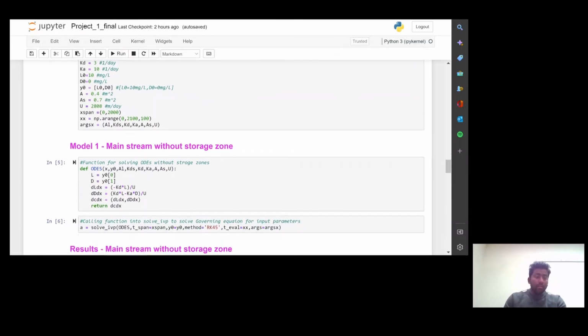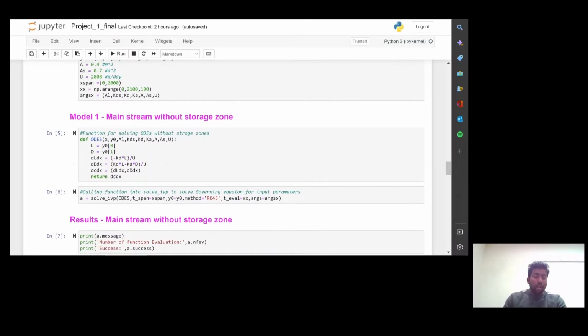And here for model 1, the main stream without storage zone, the function for solving ODEs without storage zone, we have L equals y0 of 0, D equals y0 of 1, where L is for BOD and D for DO. And we have two equations here.